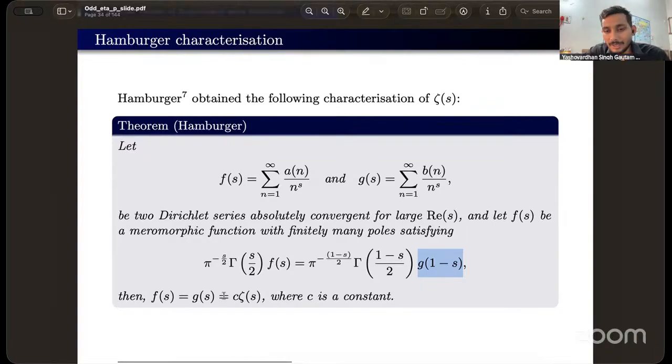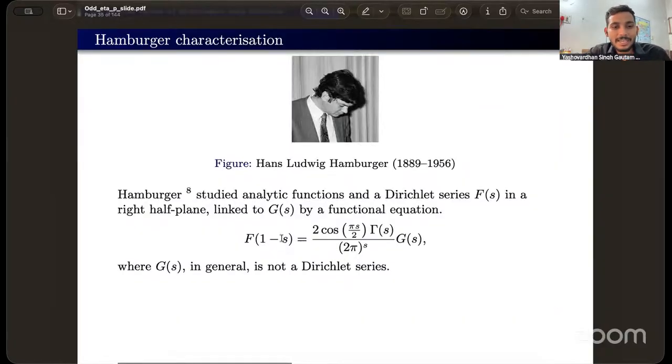Further, if you want to see an example of this type of function, we can take any constant multiple of the Riemann zeta function. Those will behave as examples for this theorem. But further, he considered the case where f on the left-hand side is a Dirichlet series, but in general we can have a non-Dirichlet series on the right-hand side. But now the question is, do we have an example of this type of relation?